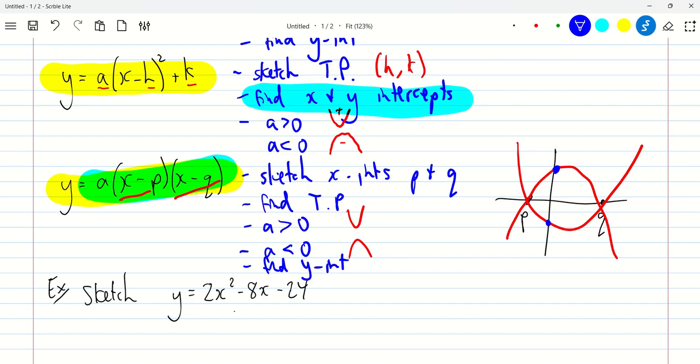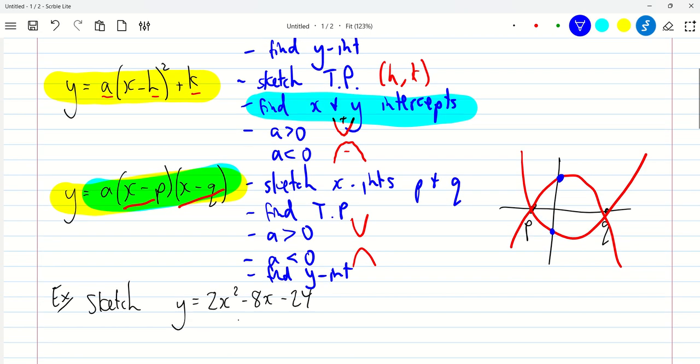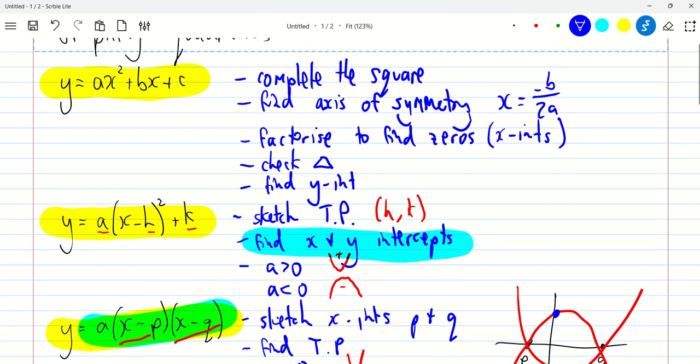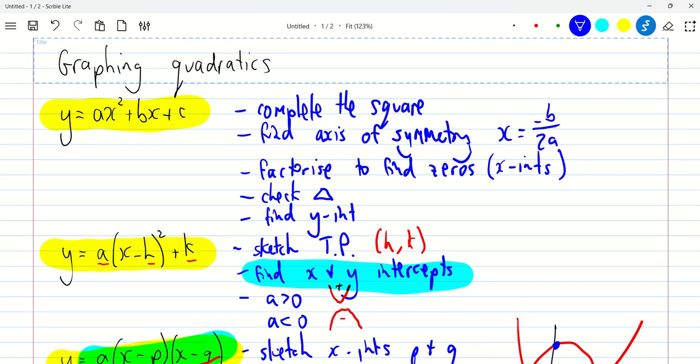Okay, so that's what you do if you're in factorized form. And again, that's actually really simple. It doesn't take a lot of working out if it's already in factorized form. But if it's not in either of those two forms, then you've got a bit of work to do. Okay, so it's a little bit trickier.